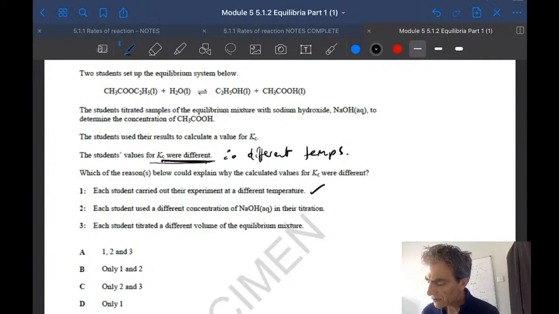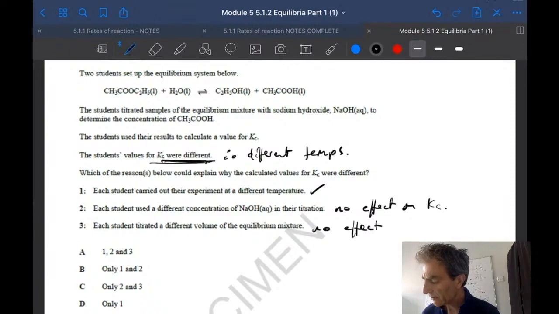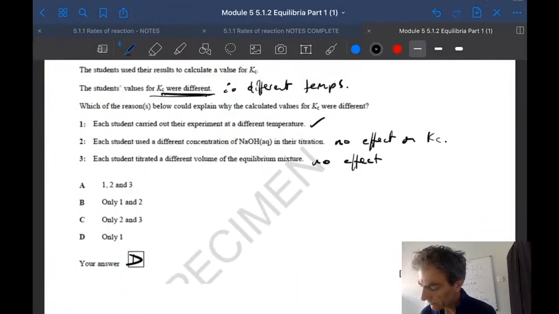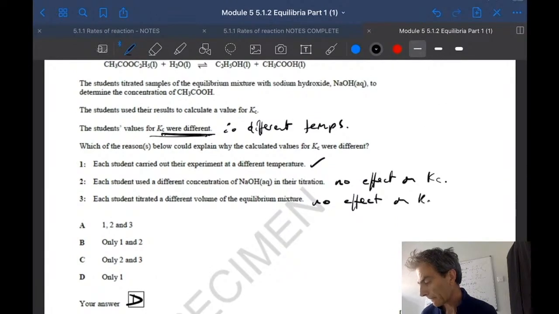Each student uses a different concentration of NaOH in their titration. That has no effect on Kc. Each student titrates a different volume of equilibrium mixture. Again, that's not going to change the Kc value. The only thing that can change Kc is the temperature. So the only one was D, wasn't it? So that was the homework.